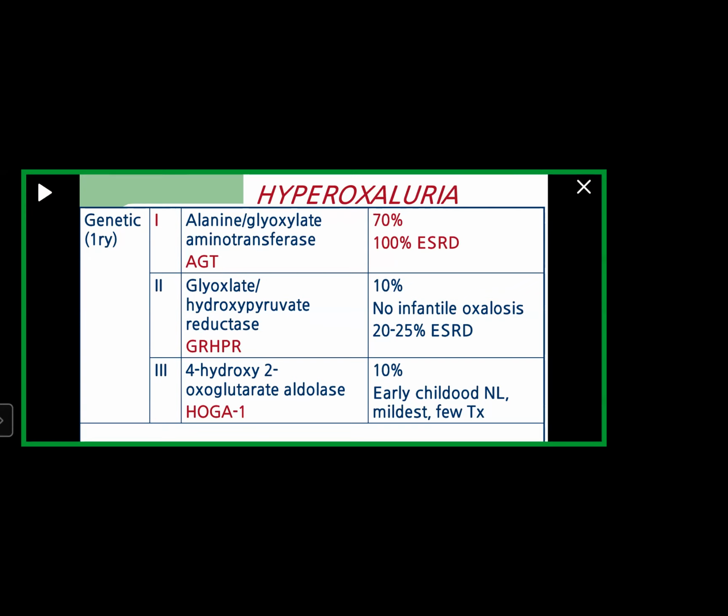Type 2, associated with GRHPR mutation, represents 10%. There is no infantile oxalosis, but approximately 1 in 4 patients could reach end-stage kidney disease. Type 3, due to hydroxyoxoglutarate aldolase, HOGA1, represents about 10% of cases, and it's the mildest of the 3. Only a few patients have been reported to receive kidney transplants for end-stage kidney disease, although early childhood onset nephrolithiasis has been reported with this disease. Of note, 10% of cases are associated with yet unidentified mutations. That means they are negative for the AGT, GRHPR, and HOGA mutations.